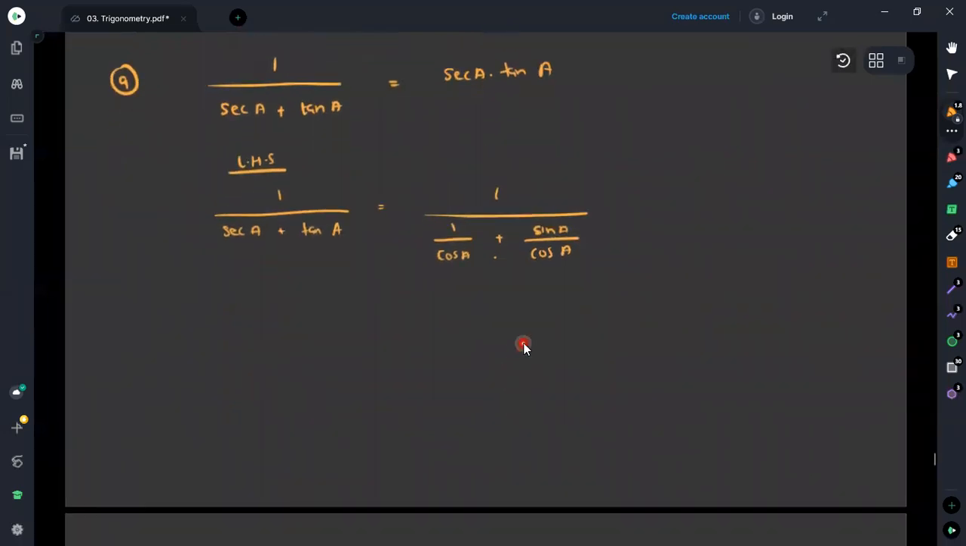Therefore, if I do the calculation here, I will get it as 1 divided by the common denominator, which gets this as 1 over sine A divided by cosine A. Here we can take this is equal to cosine A divided by 1 plus sine A. Here, what we need to do is we need to construct this multiplication, or obtain this multiplication, sec A times tan A. Therefore, we need to find a method to obtain the sec A from this and tan A from this.